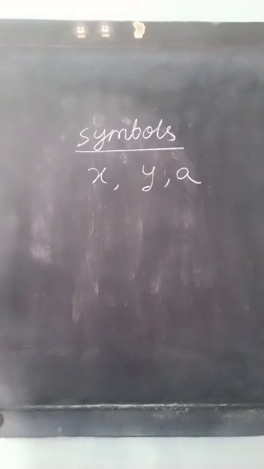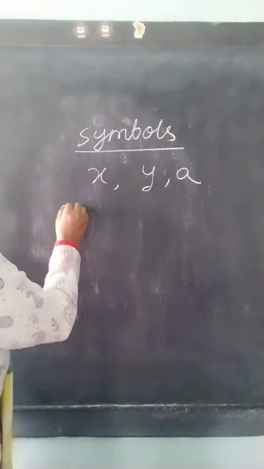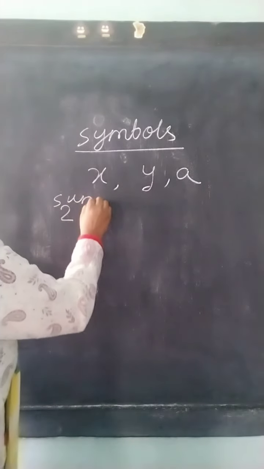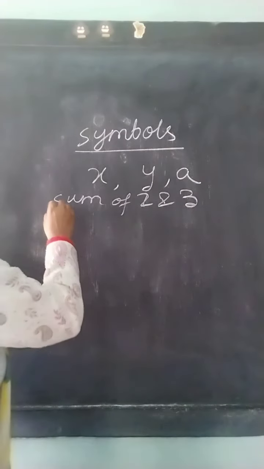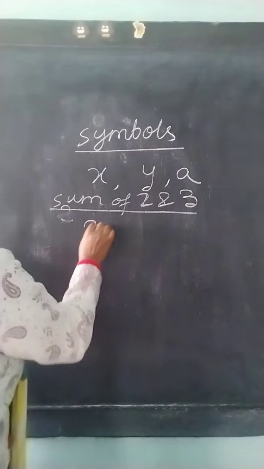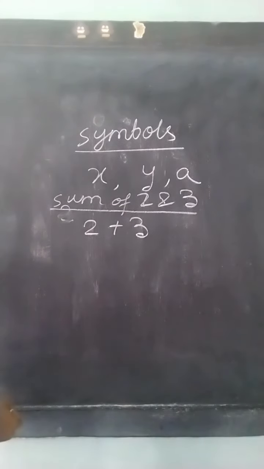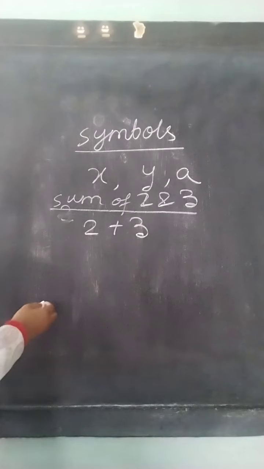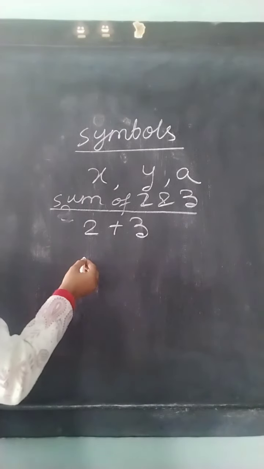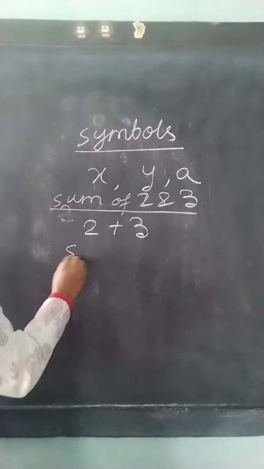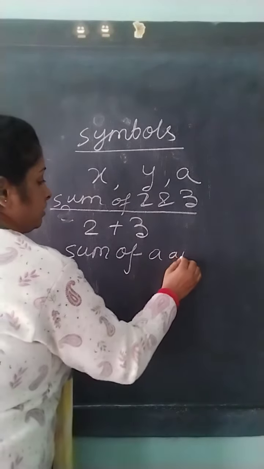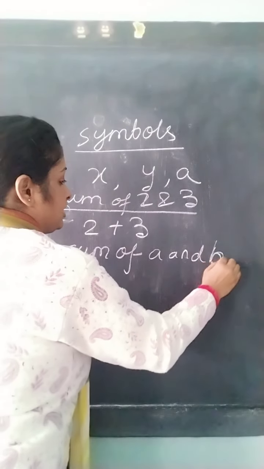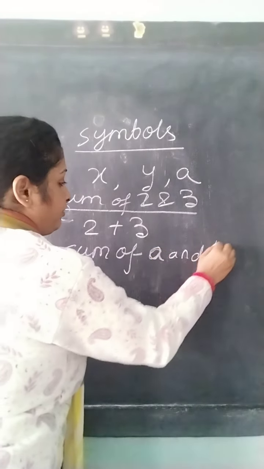Suppose we write the sum of two numbers 2 and 3, sum of 2 and 3. In arithmetic we express this as 2 plus 3. Similarly, in case of algebra, we will solve it with the help of alphabetical symbols. For example, sum of A and B. A and B are algebraic symbols. They are variables. They have different values.